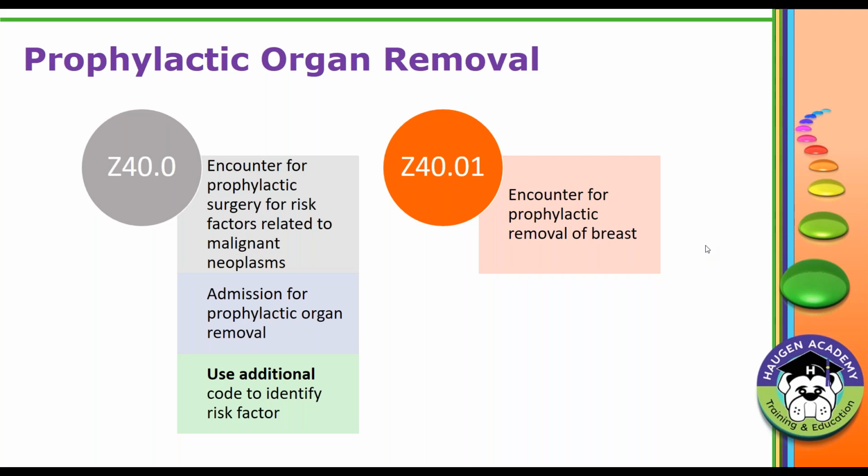If the patient currently has a malignant tumor in another site, that malignancy should be coded in addition. So an example would be a prophylactic removal of breast due to an established susceptibility to cancer. And another reason for a prophylactic surgery might be to prevent a new primary malignancy when a previous malignancy in another site has been already diagnosed. The use additional code note just tells us to add codes to identify risk factors when applicable.